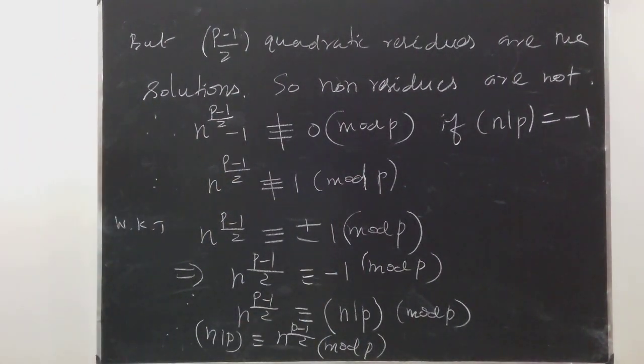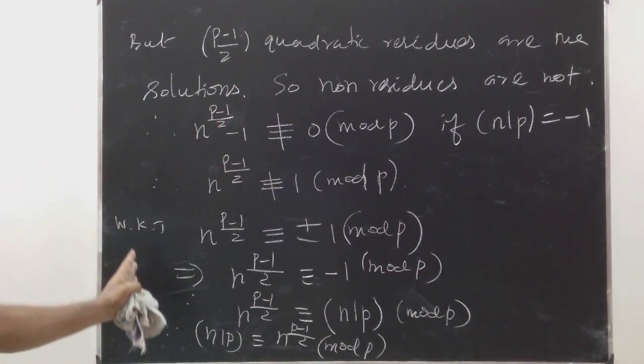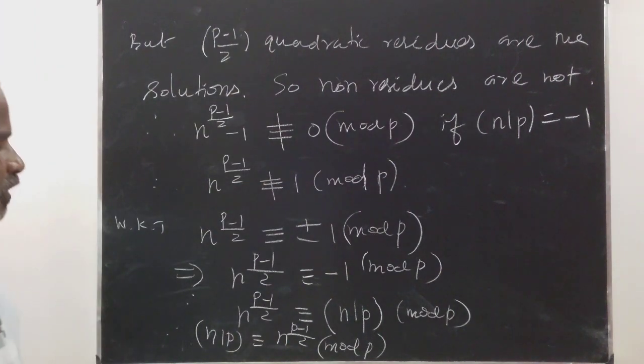So three cases: (n/p) is equal to 0, (n/p) is equal to plus 1, (n/p) is equal to minus 1. The theorem is proved. So thank you.